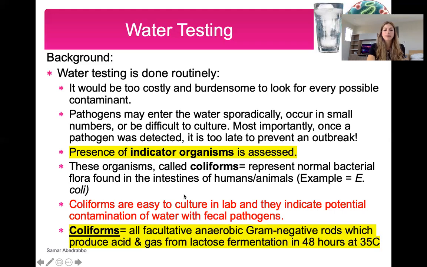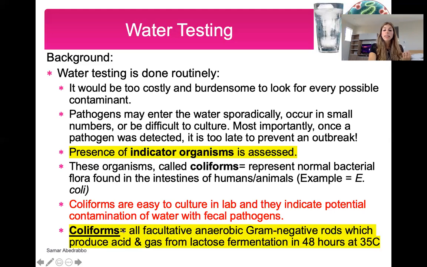Let's break it down a little bit. So coliforms are facultative organisms. Facultative means they can grow anywhere. They can grow with and without oxygen. That's facultative anaerobic. They're gram-negative rods. So you guys know what gram-negative is. They have an outer membrane and they have thin peptidoglycan. They're rod-shaped.